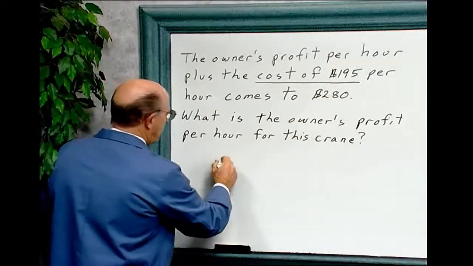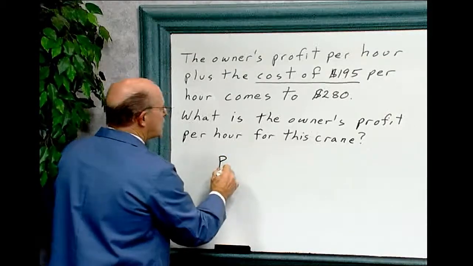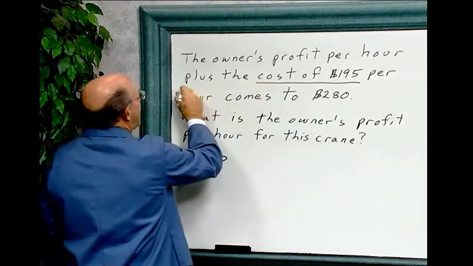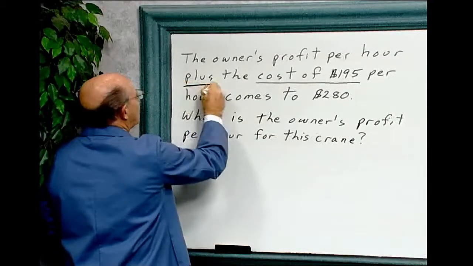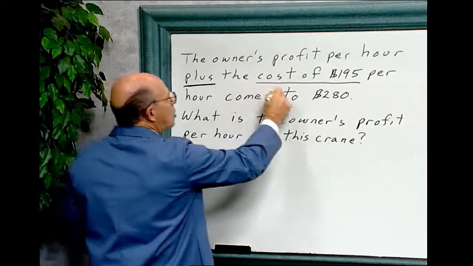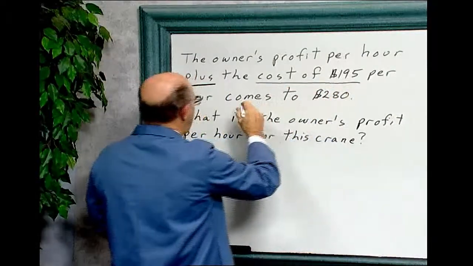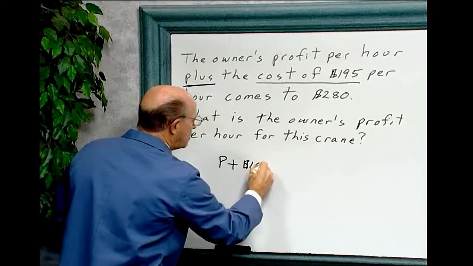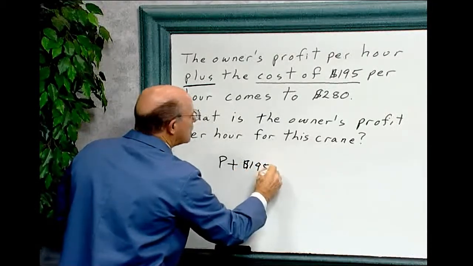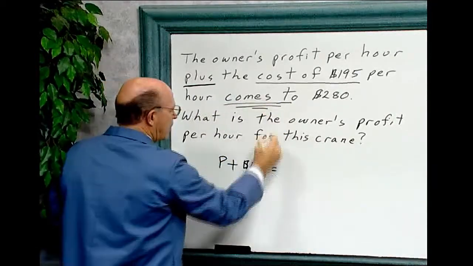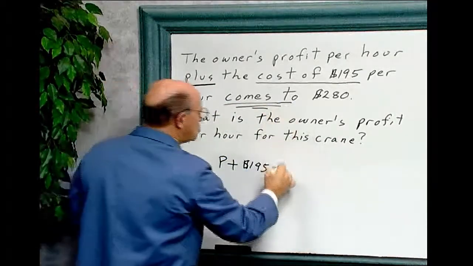So we're going to make that P. And so the owner's profit per hour plus, and that's the key over here, plus what? Plus the cost of $195 per hour. So that's $195 per hour comes to, and that's your equal sign, $280.